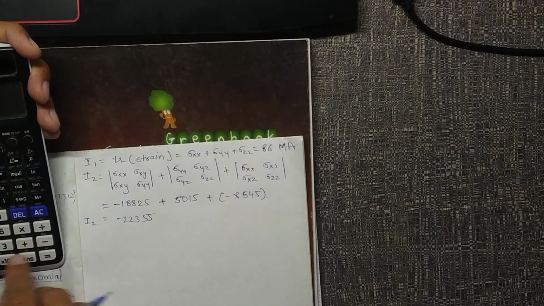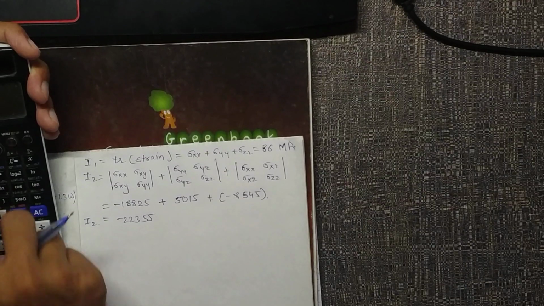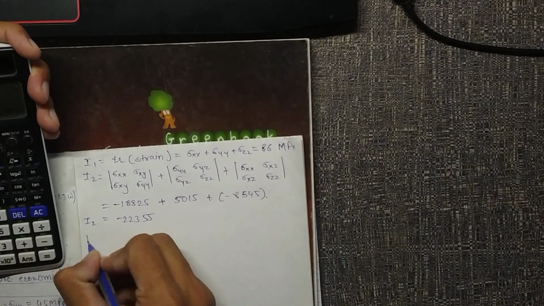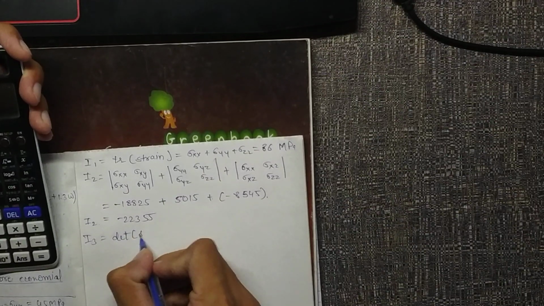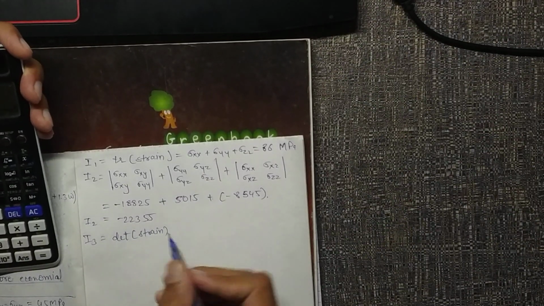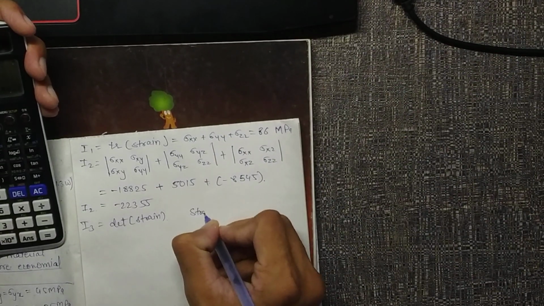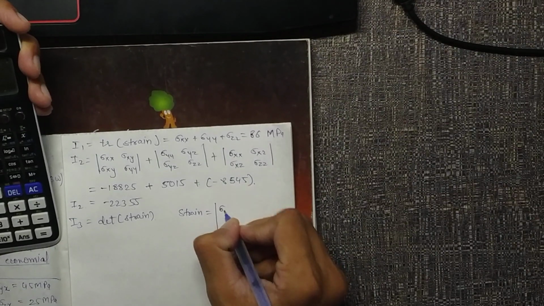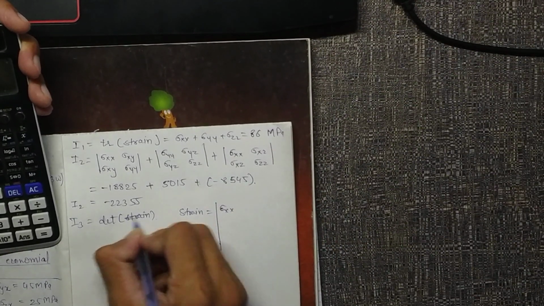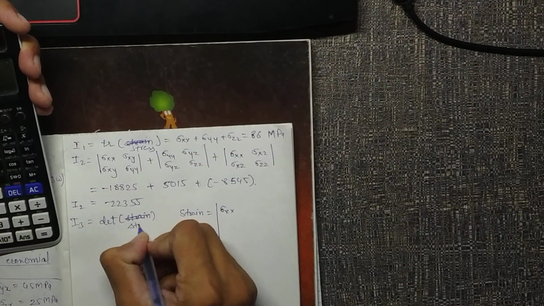Let me check once again. Minus 120 into 140 minus 45 square. This is correct, okay. And I3 is the determinant of the stress matrix. Sorry, these are stresses, not strains. What am I doing? This is stress.